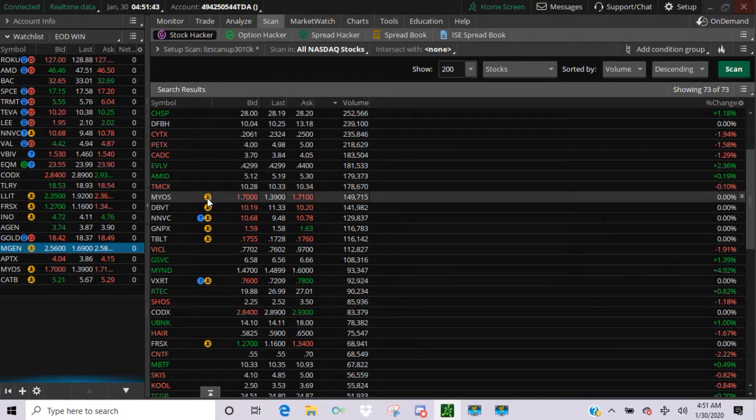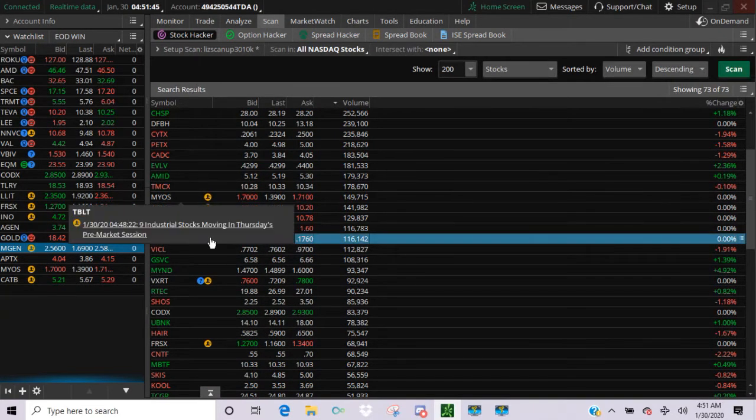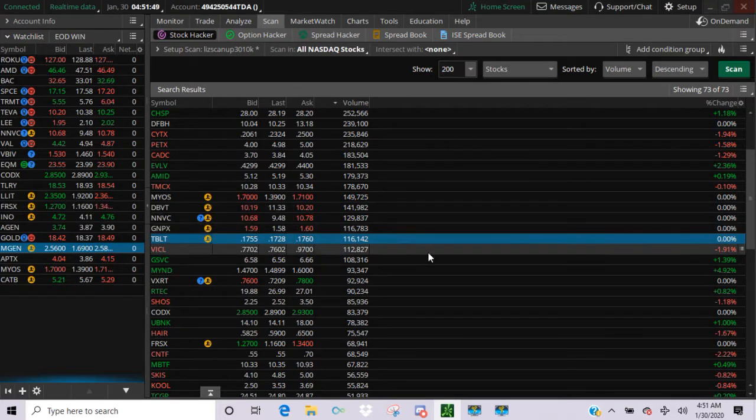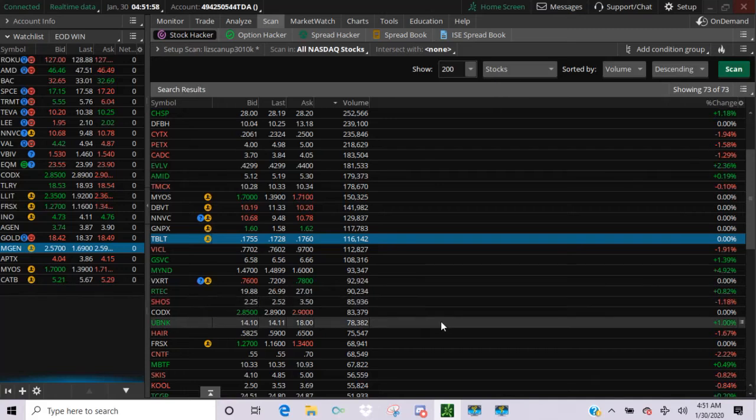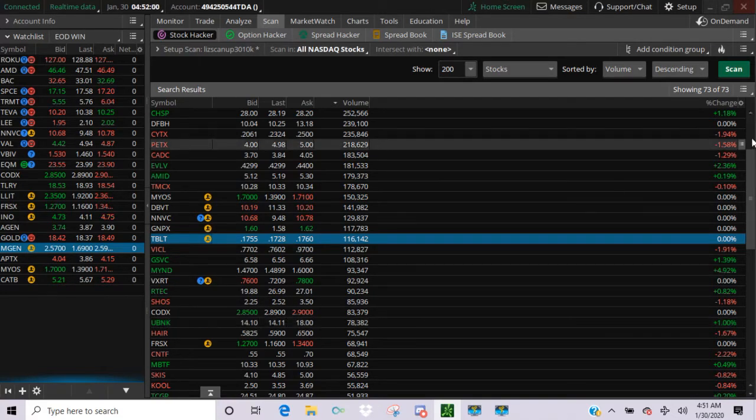I like to look for these yellow ones. They're telling you these are moving in pre-market. So like I said, I like to look for at least 50,000 in volume, up to 100,000, and that's when I start alerting for day trades.